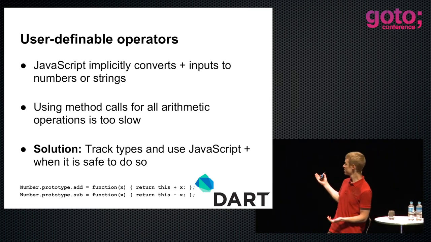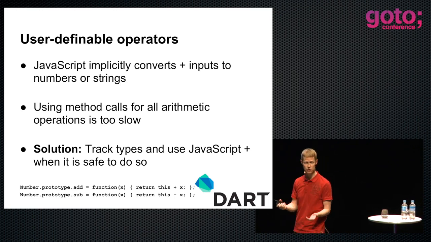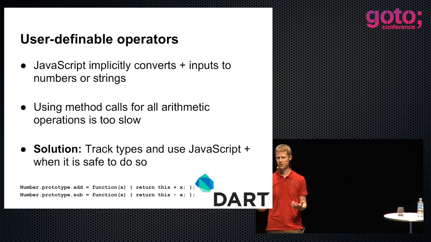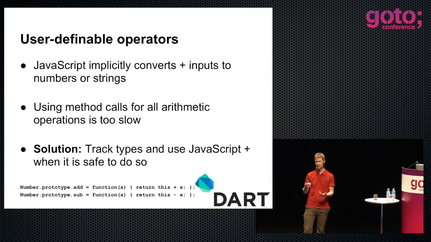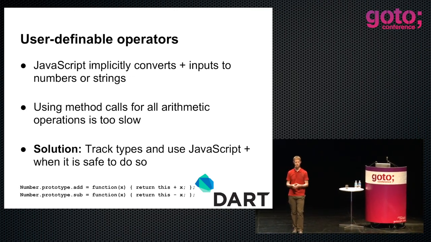So our solution is actually to figure out when we can use JavaScript plus, when it's safe to use it, when it has the right semantics for us, and we do that by tracking types in the compiler. So if we know something about the operands, if we know you're operating on numbers, it's safe to use a JavaScript plus for that.